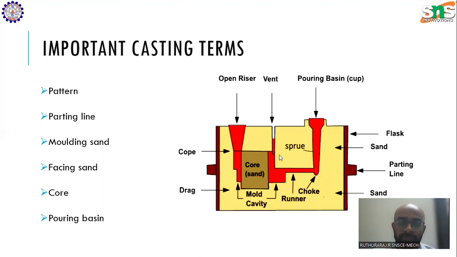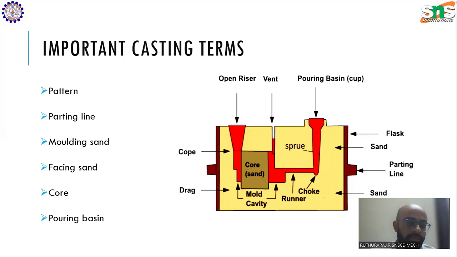As you can see here, this particular thing is called the mold cavity. The mold cavity is the place where molten metal will be poured to get the replica. The finished product is called the casting. The replica of the object to be made is called the pattern. The cavity which the pattern makes in the sand is called the mold cavity.